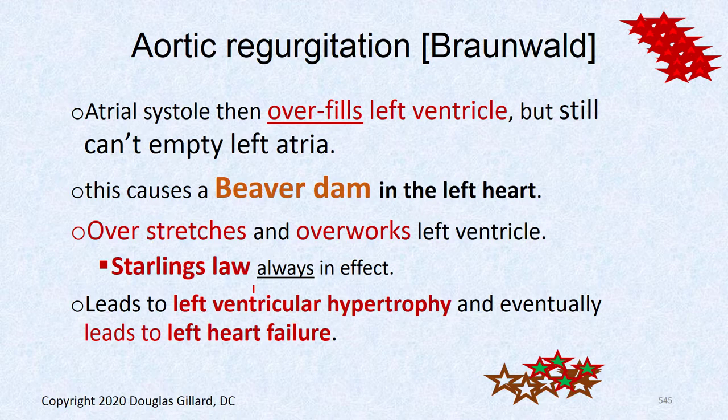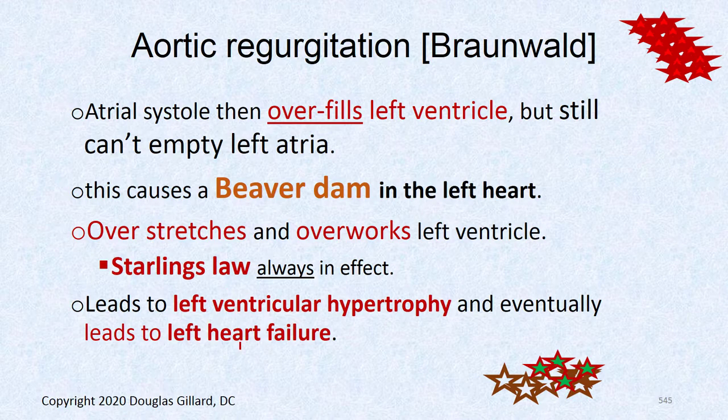It overfills the left ventricle. So the left heart in these people is just like a beaver dam. That causes blood to back up into the left atrium, into the pulmonary circulation, into the right heart. So it can back up and back up and back up. But the important concept is that the left ventricle is always overworked and always overfilled with blood. So Frank Starling's law is always in effect.